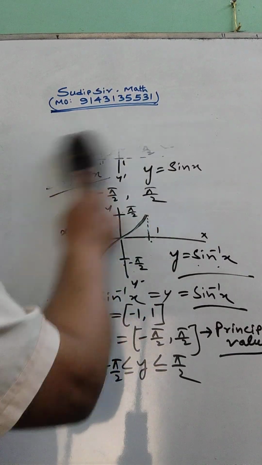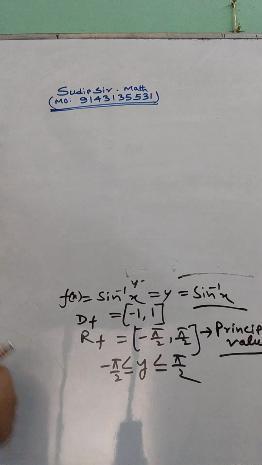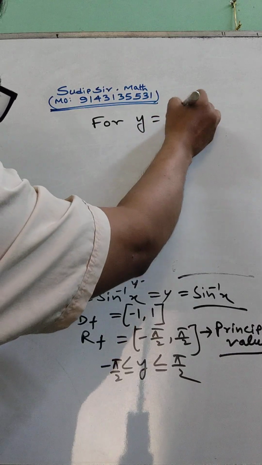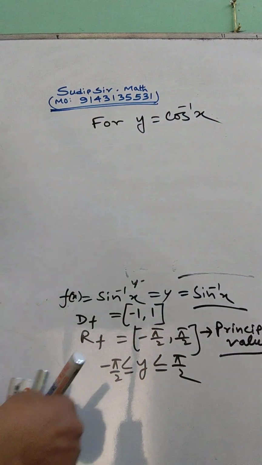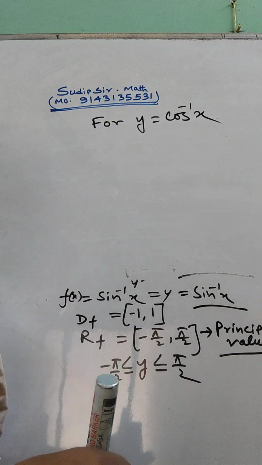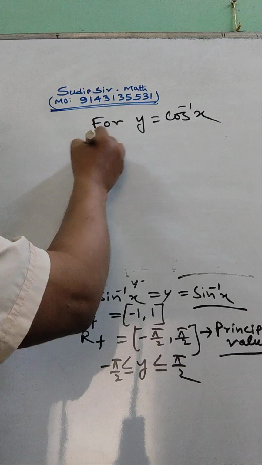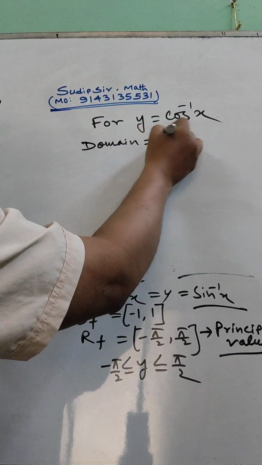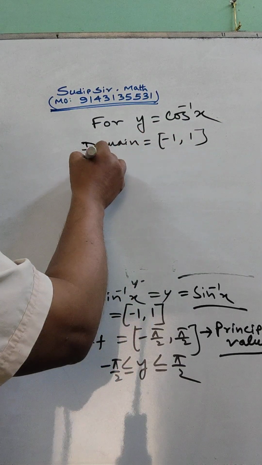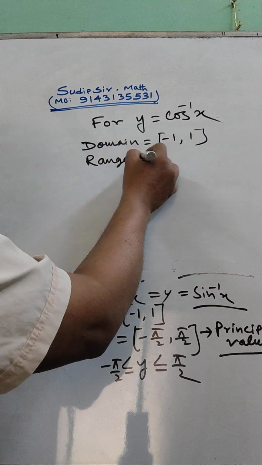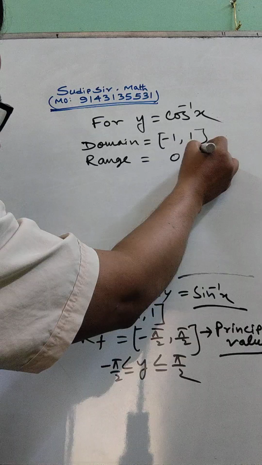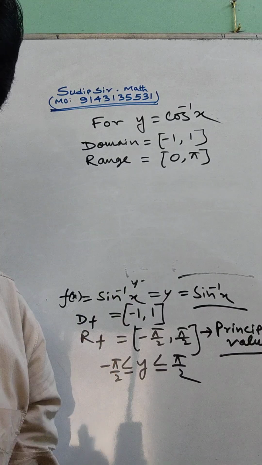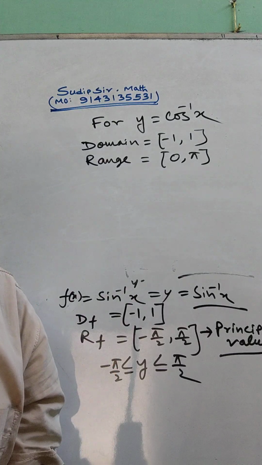Similarly, for y equal to cos inverse x, the domain is minus 1 to 1, and the range is 0 to pi. For cos inverse x, the range is 0 to pi.